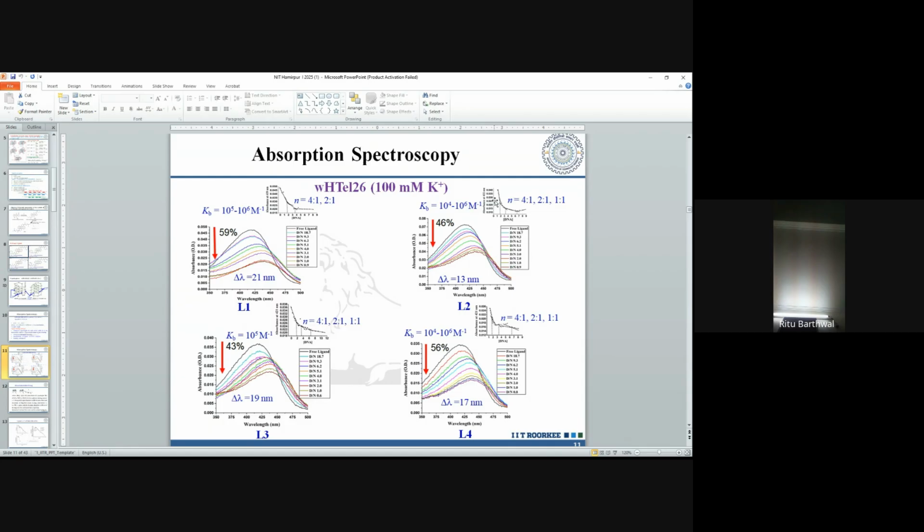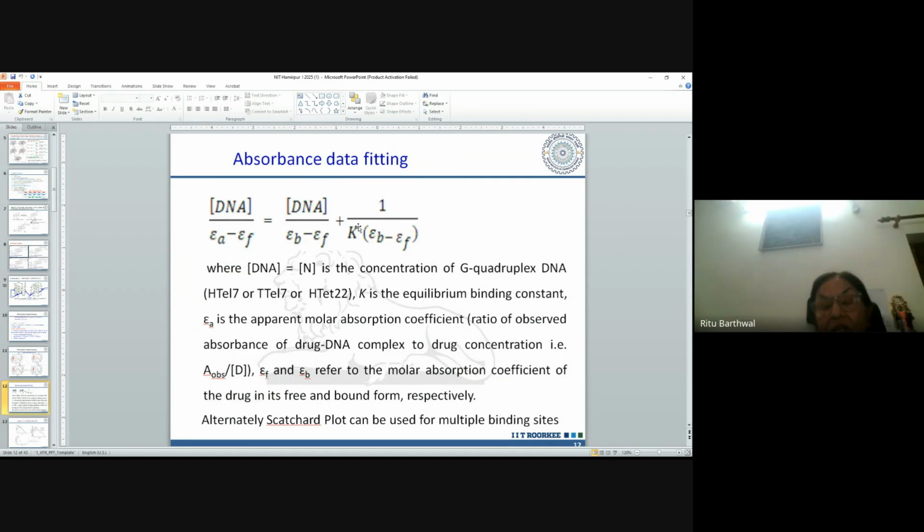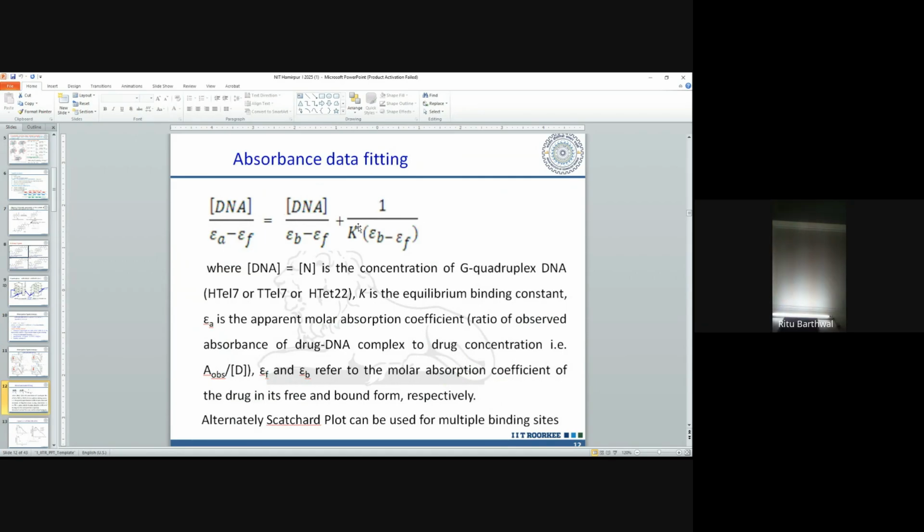So this gives you some idea about stoichiometry. I will quickly show some more slides before I go to the next technique. Slide number 12 shows you this. To do the data fitting, we have used this equation. It's a standard equation, and we can find out epsilon B; epsilon F is known to us, epsilon A is apparent for the complex. We plot this versus this, and from slope and intercept, we can determine KB.